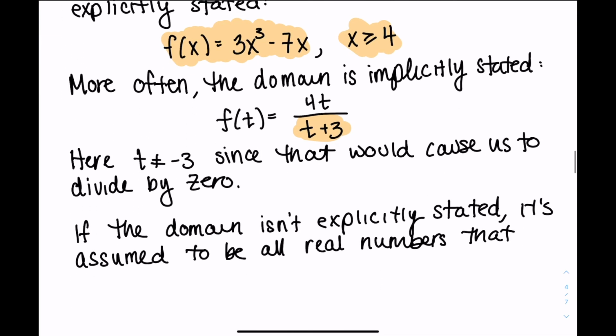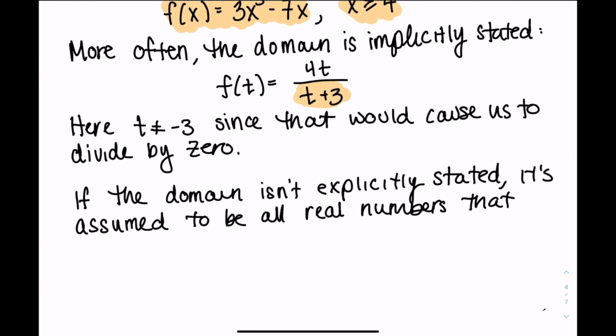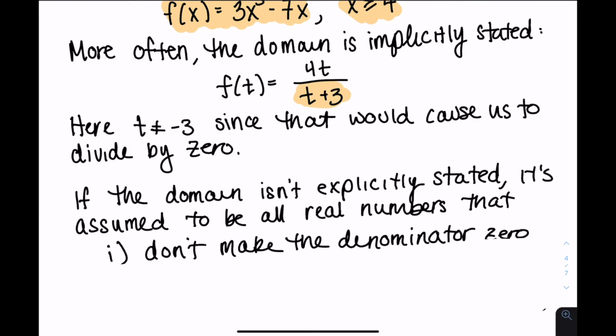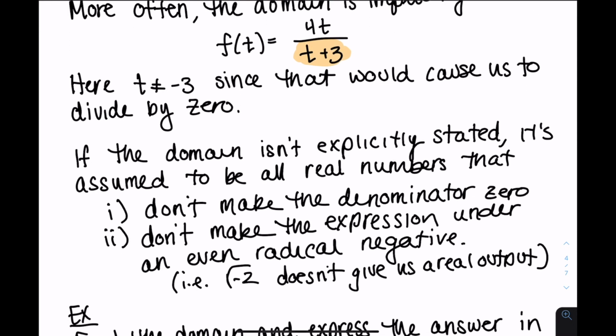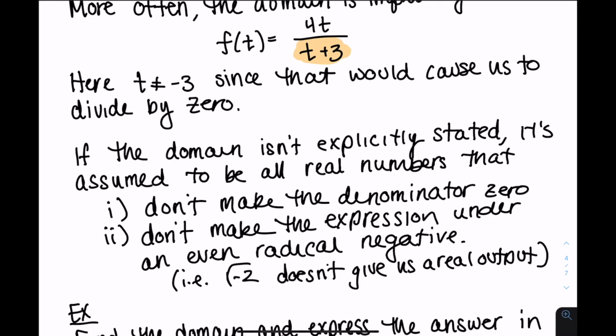So if the domain isn't explicitly stated, you're going to assume it's all real numbers that don't do one of 2 things. First thing it can't do is you can't divide by 0. So any value of t that doesn't cause 0 in the denominator, you're good. That's in the domain. The other thing we want to make sure is if you have an even radical, so a square root function, 4th root function, 6th root function, what's underneath the radical cannot be negative. It can be 0, but it can't be negative. So for example, like square root of negative 2, you don't get a real output, and we want real outputs for these functions. Okay?